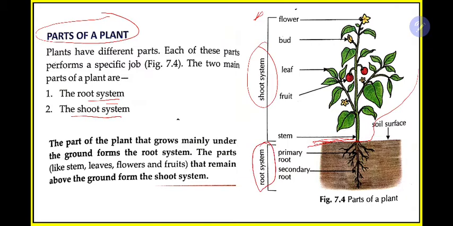In today's class we will be discussing in detail the root system, and in the next class we will be discussing the shoot system. The part of the plant that grows mainly under the ground forms the root system. As I told you, the part which grows under the soil is your root system, and the parts mainly your flower, then flower buds, leaf, fruit, stem, these are your shoot system. I think it is clear. The part which we can see with our eyes is the shoot system, and what remains under the soil, that means we cannot see, is your root system.